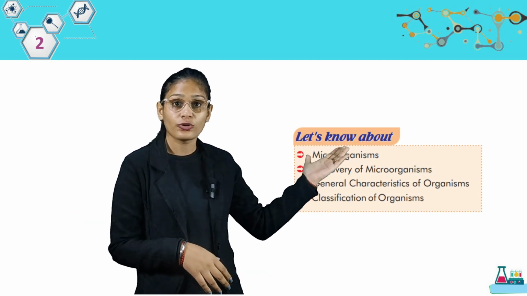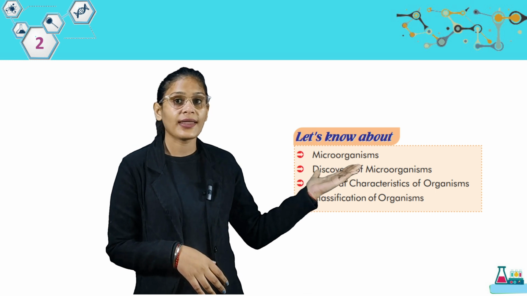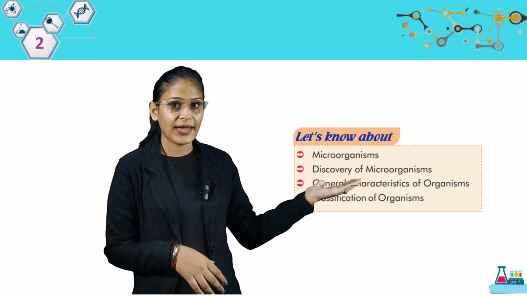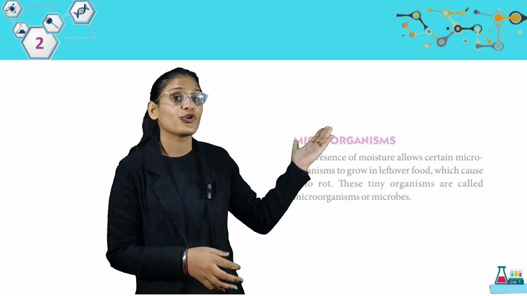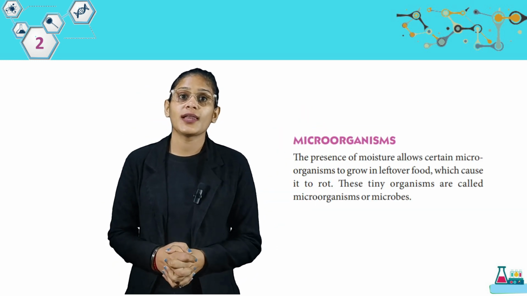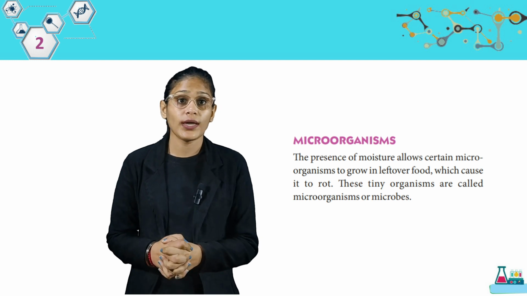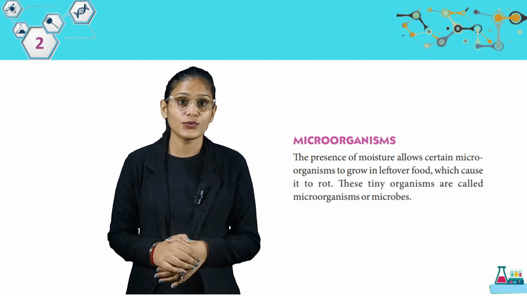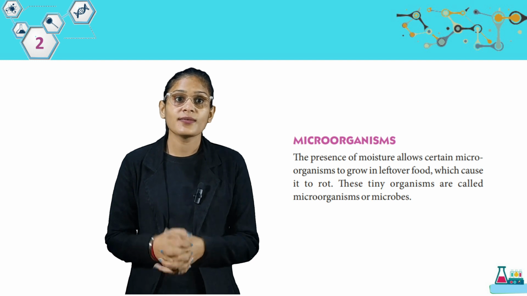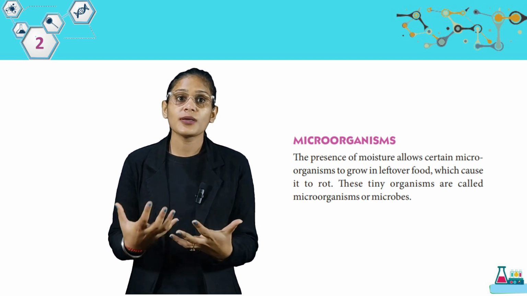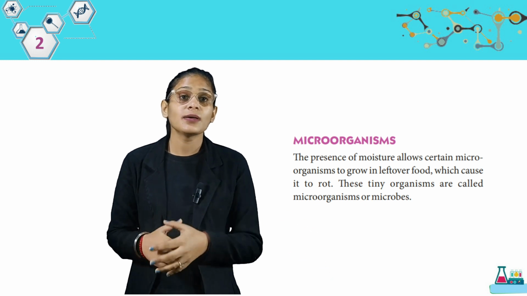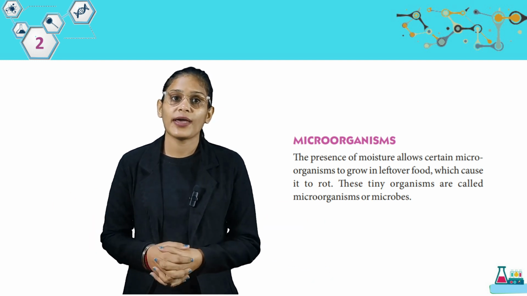Let's know about microorganisms: discovery of microorganisms, general characteristics of microorganisms, classification of microorganisms. The presence of moisture allows certain microorganisms to grow in leftover food, which causes it to rot. These tiny organisms are called microorganisms or microbes. So students, those that grow in the presence of moisture are microorganisms, or we can say microbes.